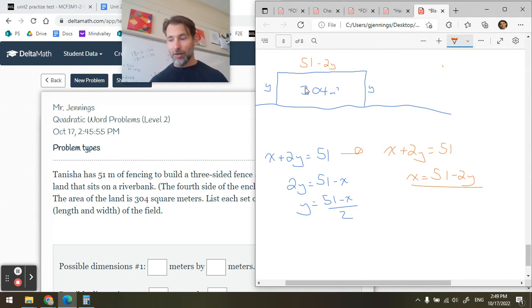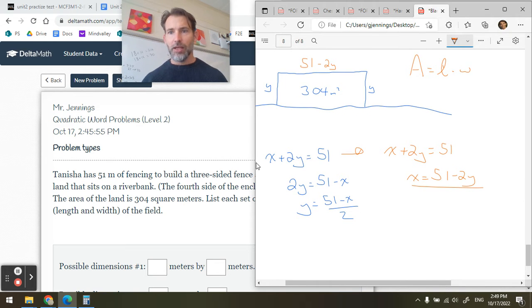So let's go ahead and write that on. I just need more table space here. Area of a rectangle is equal to length times width. And just go ahead and substitute in there. Area in this case is a function of y, and it's equal to 51 minus 2y multiplied by y. All right? So that's, and in this case, we know the area is 304.